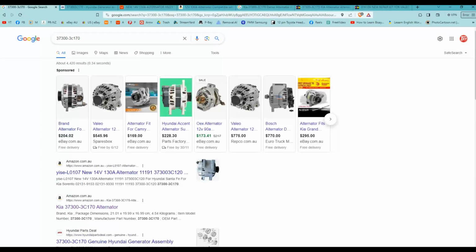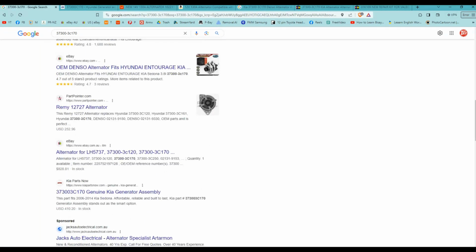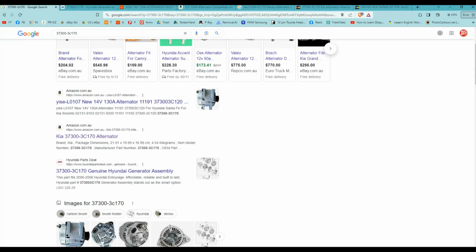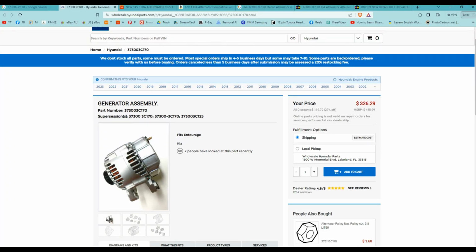Okay, so looking online and searching up for the alternator by part number, I can find a few alternators to buy. Some are really expensive, right up into the $900 range, and some of them are just over $200. And there are different makes for it, because Kia and Hyundai have compatible parts there.